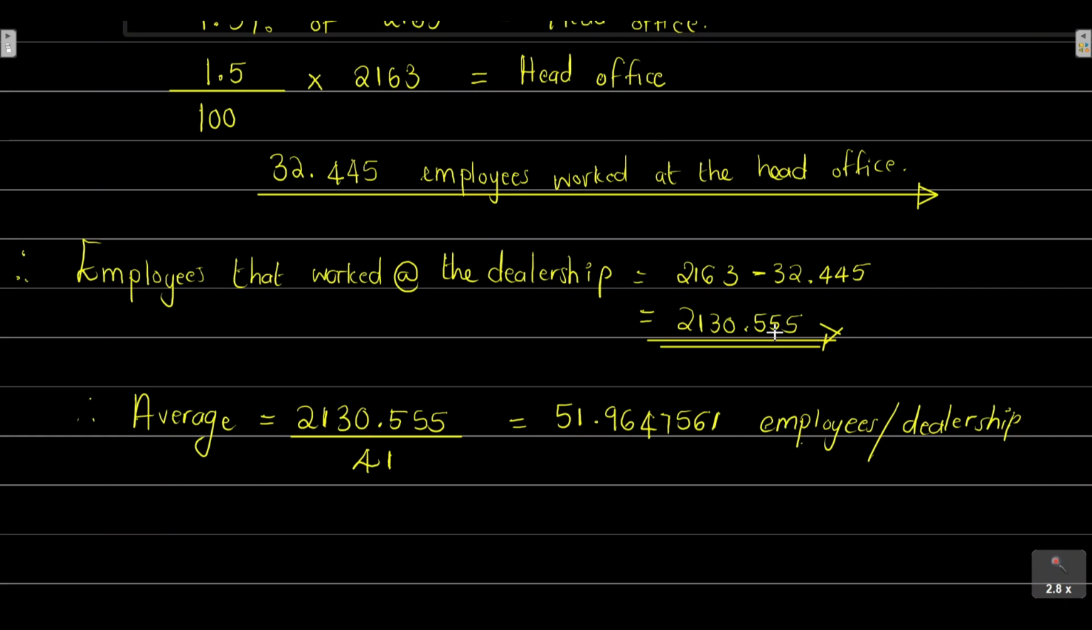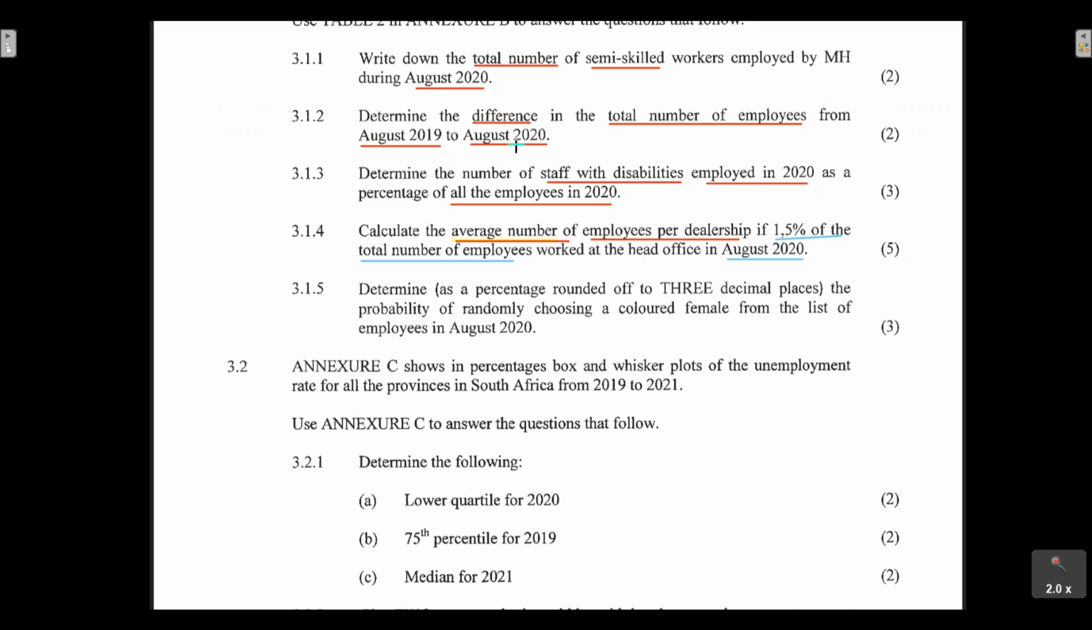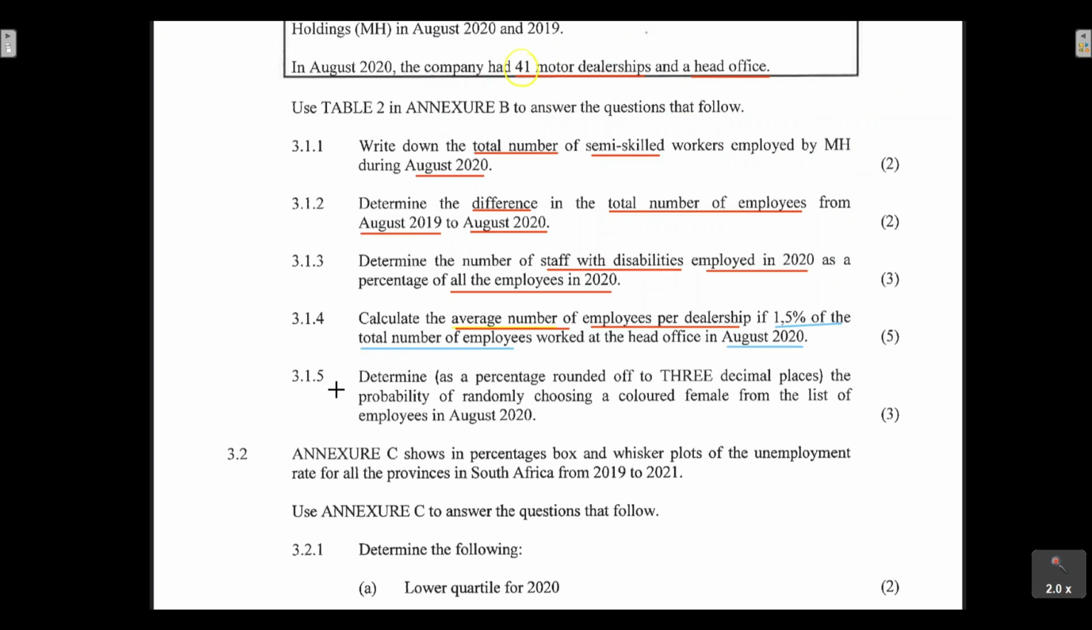All right, so let's have a look at the last question. This is a nice, easy 3 marks, so let's just pay attention. Question 3.1.5 says determine as a percentage. You see now they have specified, as a percentage, and you need to round off your answer to three decimal places, the probability of randomly choosing a colored female from the list of employees in 2020.